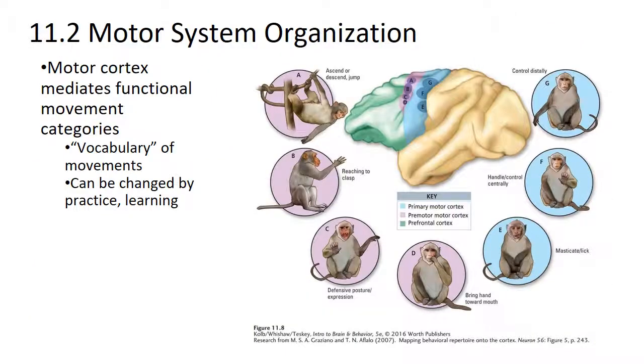The motor cortex has functional movement categories. For different areas of the motor cortex, there are different categories such as grasping or climbing or bringing food to the mouth that are encoded in different areas. You can consider it like a vocabulary of movements with different vocabulary groups encoded in different areas. And this can be changed by practicing different things, which would increase their representation on the cortex, or learning new things would create new vocabulary in the motor cortex.